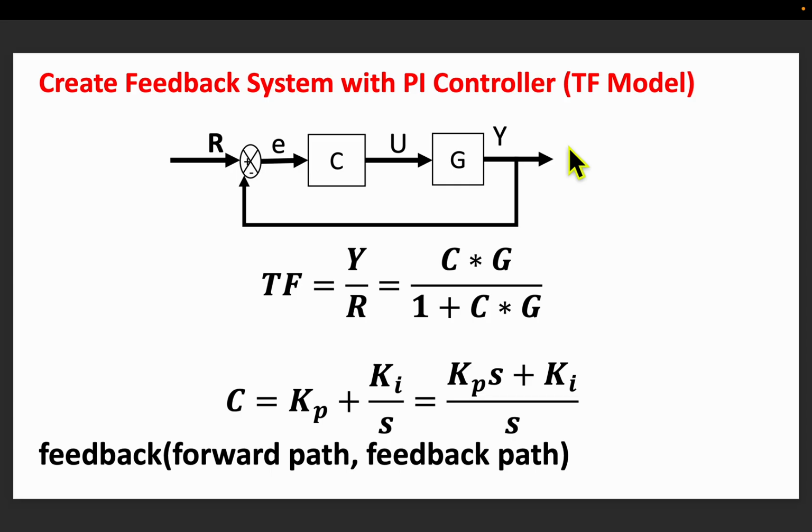So the next thing we are going to discuss is creating our feedback transfer function, which is given by this diagram. So the closed loop transfer function is just CG over 1 plus CG, and we are going to use our PI controller, which is given by this, and it can be reduced to this ratio. So we just have to use the feedback function, and it carries as argument the forward part and the feedback part. So the forward part here is just CG. You can see we have CG here, and the feedback part is just 1. We don't have any block.